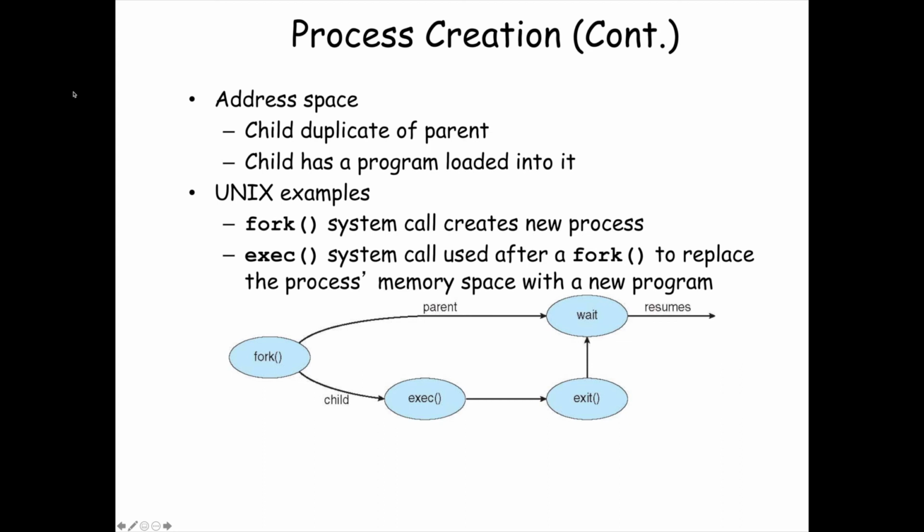It does not execute further until it gets the exit status from the child. So the child is executing, executing, executing, it's done, it calls exit, and it does so by returning from the main routine an integer, zero or greater than zero. The parent gets that information, it knows the status of the child, and then the parent can either resume or exit itself.